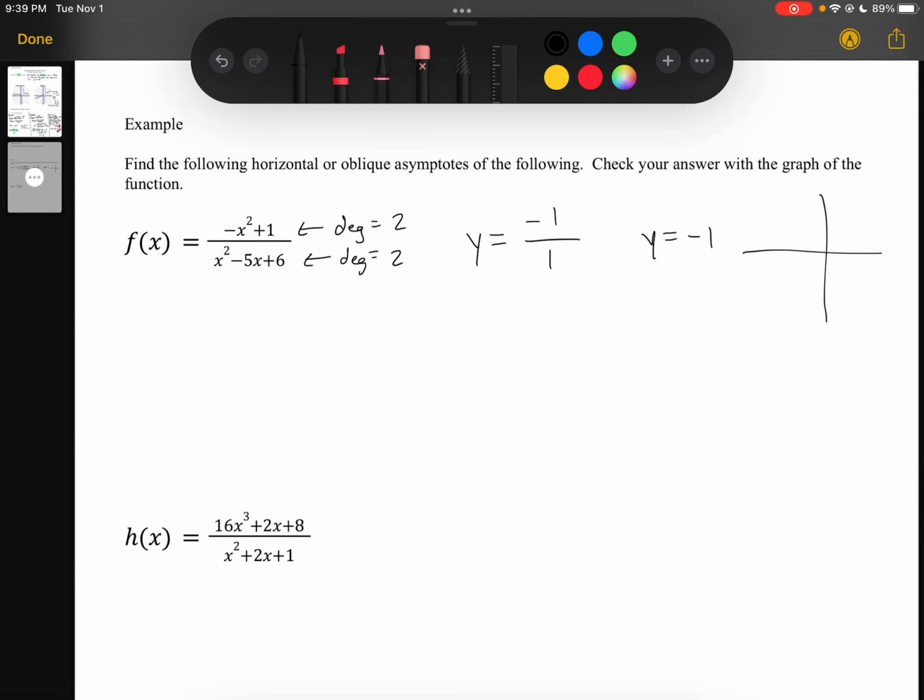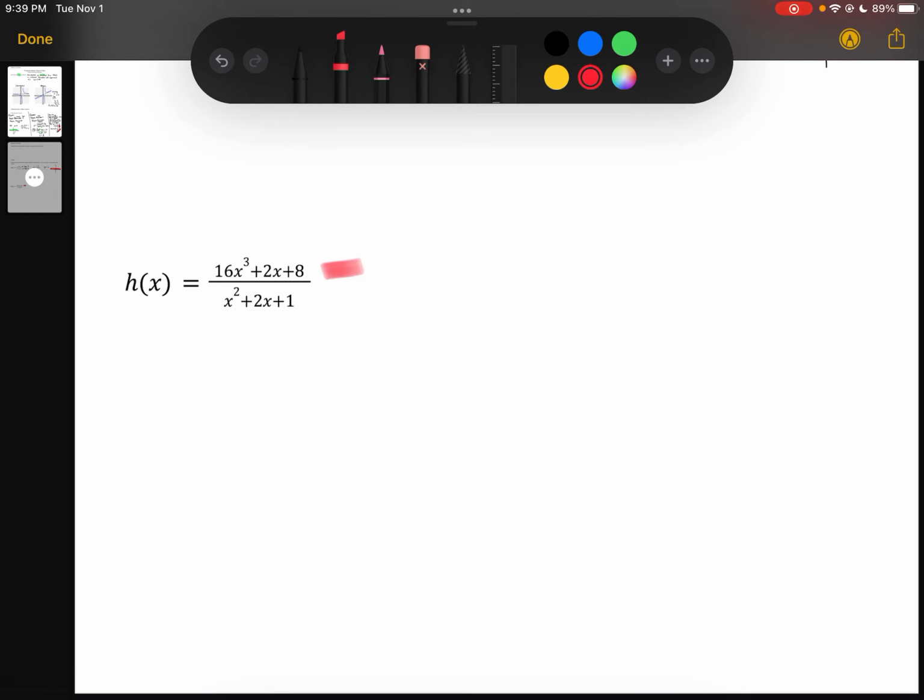So in this case, we have a horizontal asymptote at just y equals -1. On our graph, it would be just below the x-axis where y equals -1, and that would be our horizontal asymptote in that case. For the second one, we'll keep going.